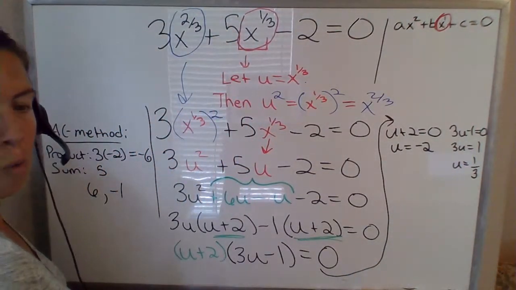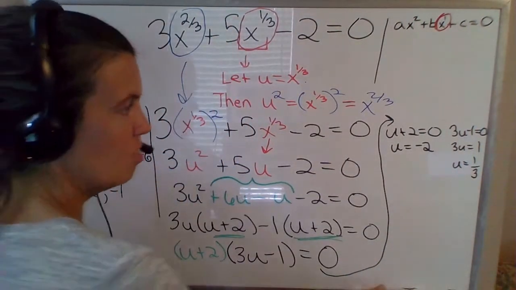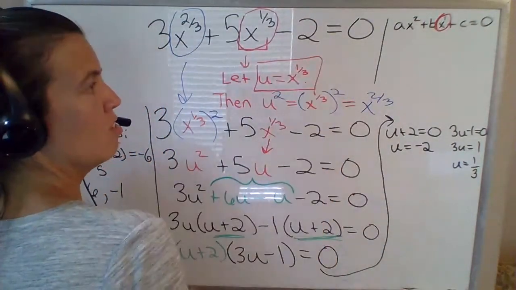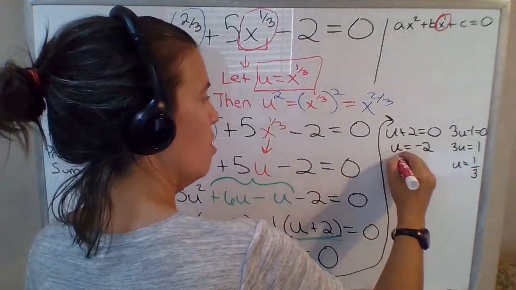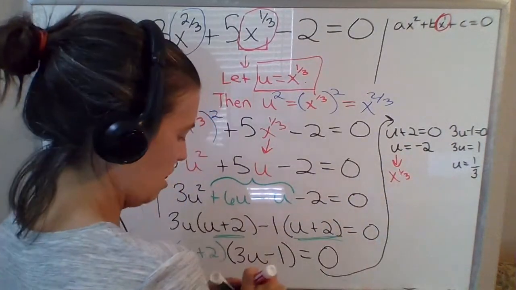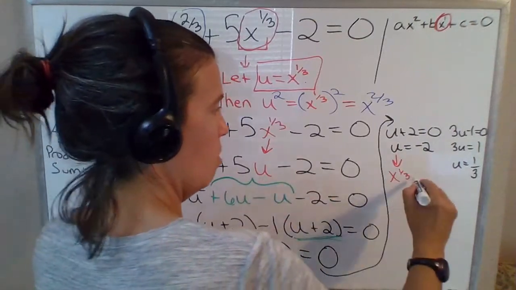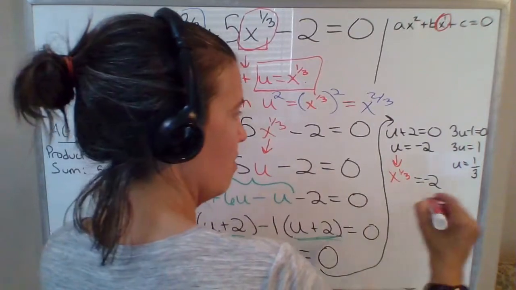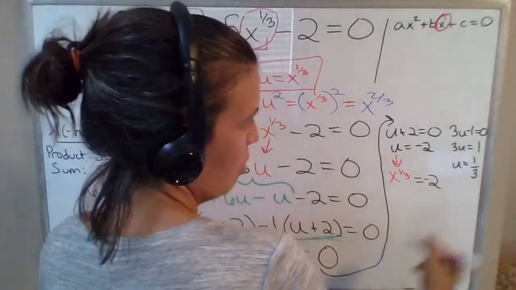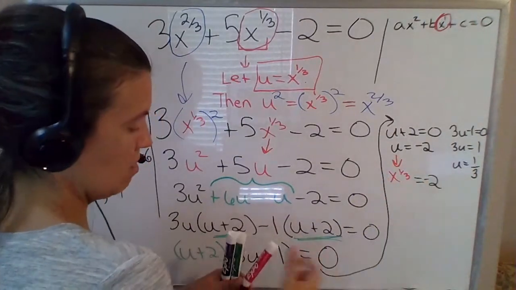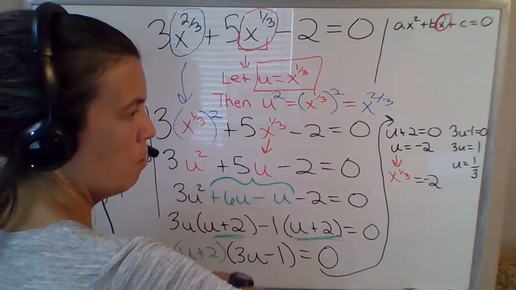Okay, but we're not quite done yet. So the u, remember, was a stand-in for x to the 1/3. So this is really x to the 1/3 equals negative 2. And x to the 1/3 equals 1/3. Let me hold off on that. I'm going to stick with this equation for a minute just because of the space here.